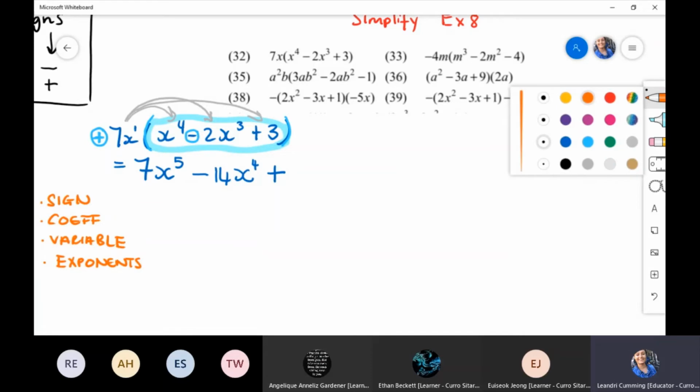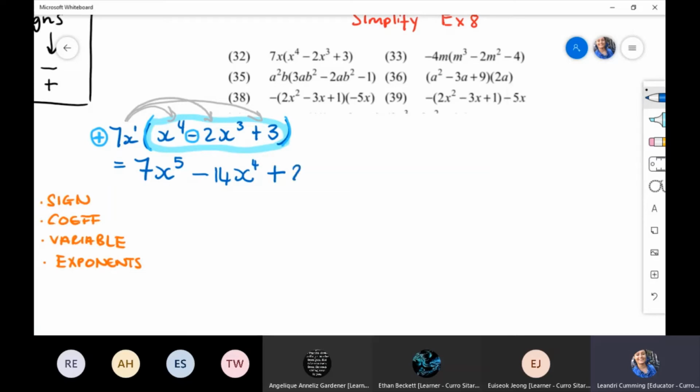So when we do this, we are making sure that we check the sign. Positive 7 times a positive 3 becomes a positive 21. And that's my coefficient. Then the variable, I had a 7x times 3, so I needed 21x, and the 3 did not have any x's, so no need to add the powers there. I am left with unlike terms, so I can't continue further, and that is my final answer.